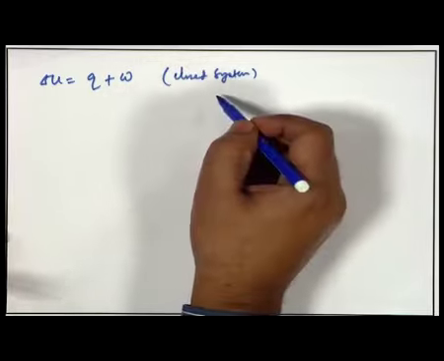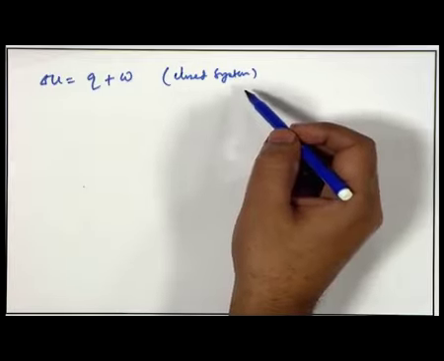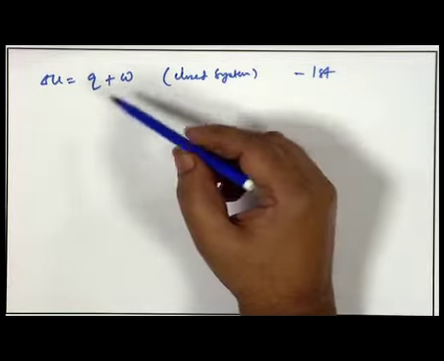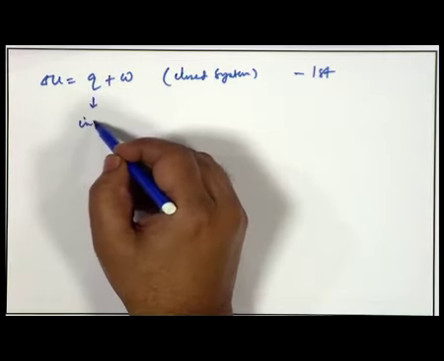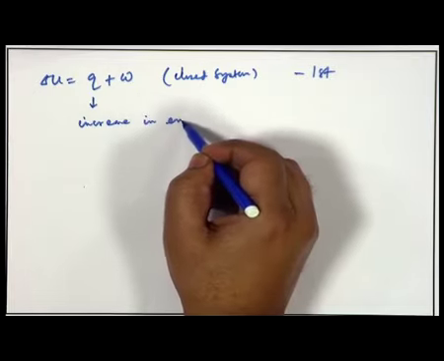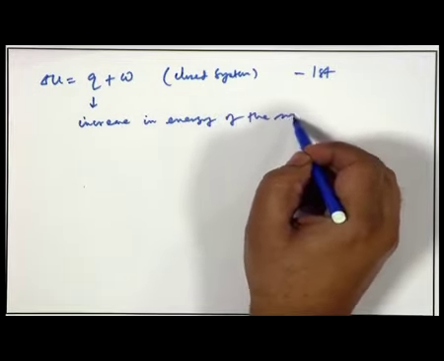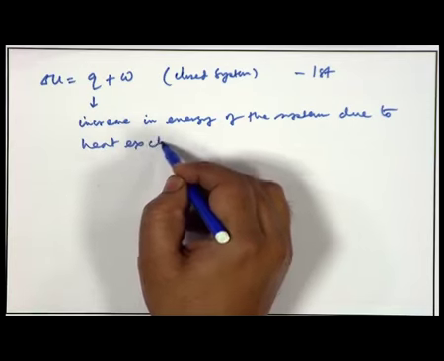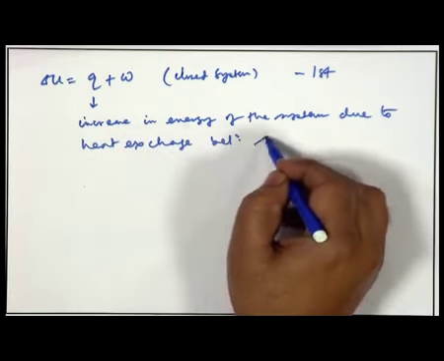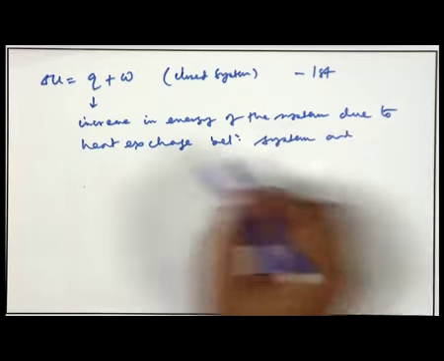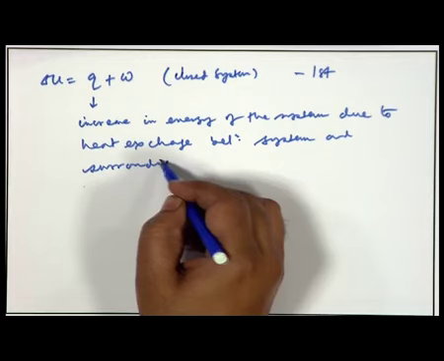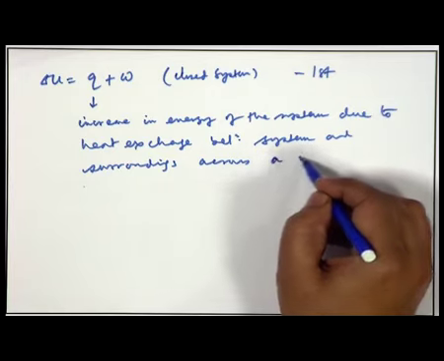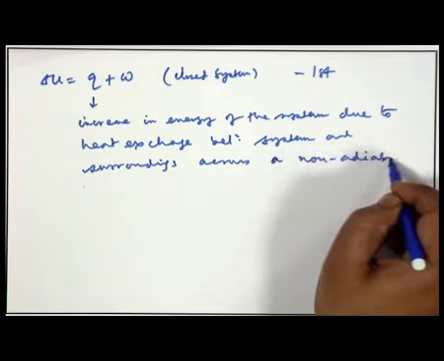So, one more time, this is a generic expression of first law of thermodynamics, where the change in internal energy is given by Q plus W, where Q is the increase in energy of the system due to heat exchange between system and surroundings across a non-adiabatic wall.